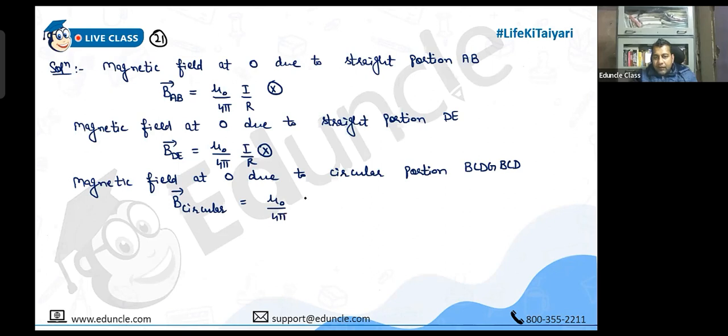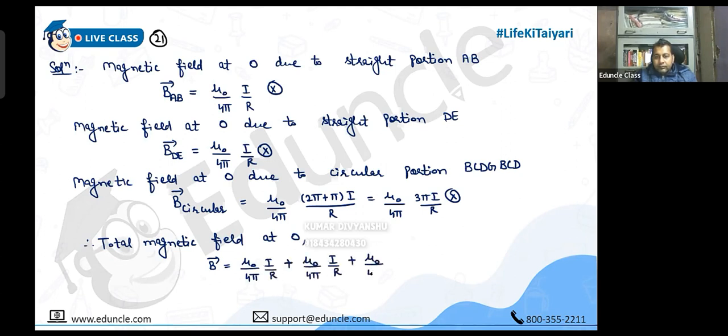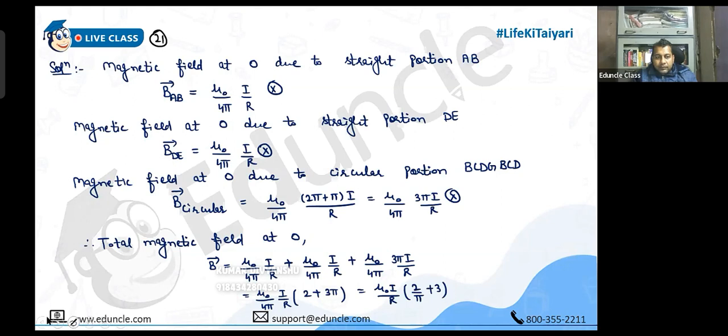So mu naught by 4 pi. 1.5 means total angle will be 3 pi. 2 pi for one complete circle and pi for another half. So this will be the total magnetic field. And all of them are pointing in the same direction. So total magnetic field at O. This one is the answer. Please check.